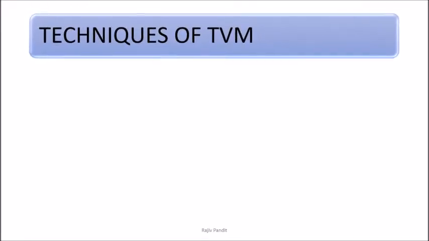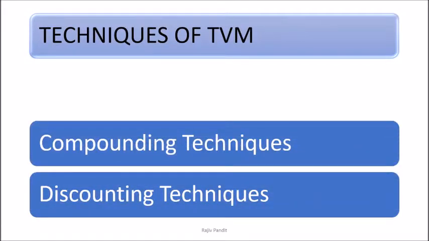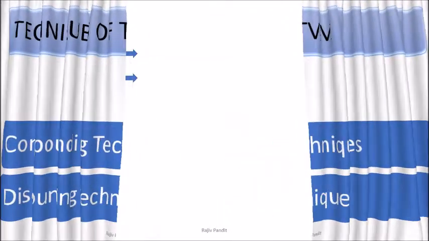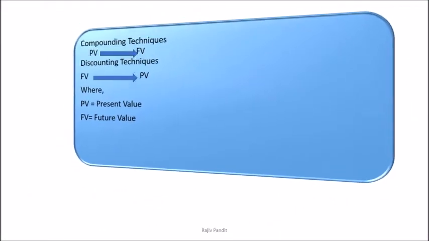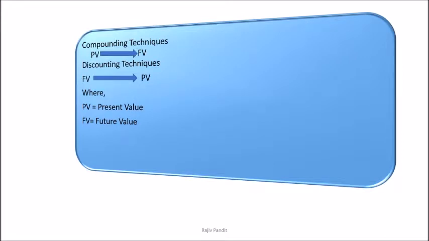There are mainly two techniques of time value of money. These are the compounding techniques and the discounting techniques. Let's turn to the figure to understand the compounding and discounting techniques. When present value is converted to future value, it is said to be compounding technique, and when future value is converted into present value, it is said to be discounting technique.